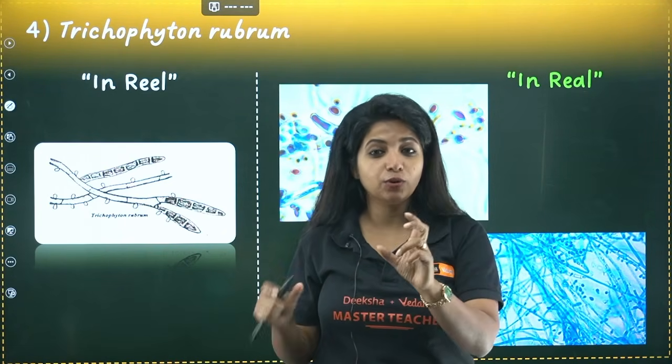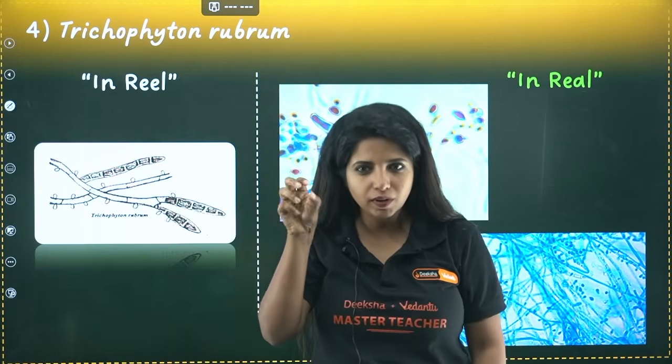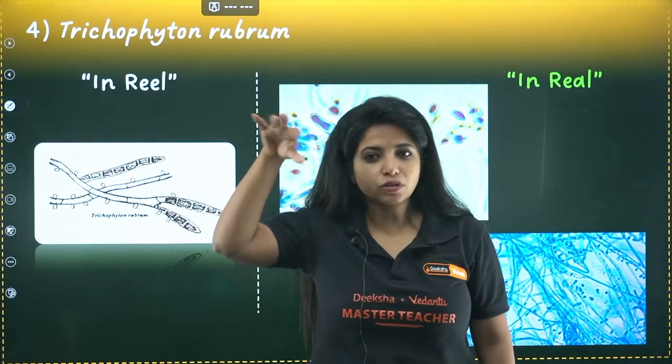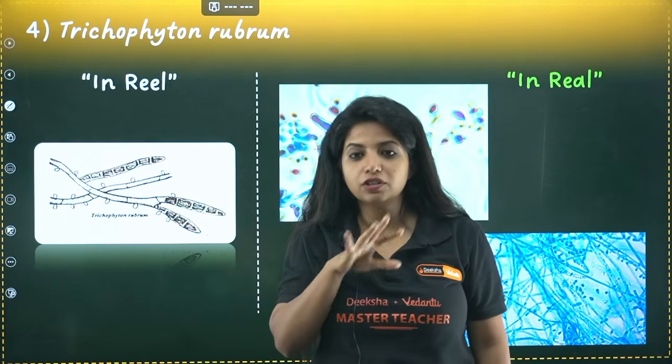Entamoeba histolytica, as I told you, they will be having what? A prominent nucleus. Inside the nucleus, there will be a karyosome and rings will be found. And also they do not have a proper shape. They have an irregular structure out there.